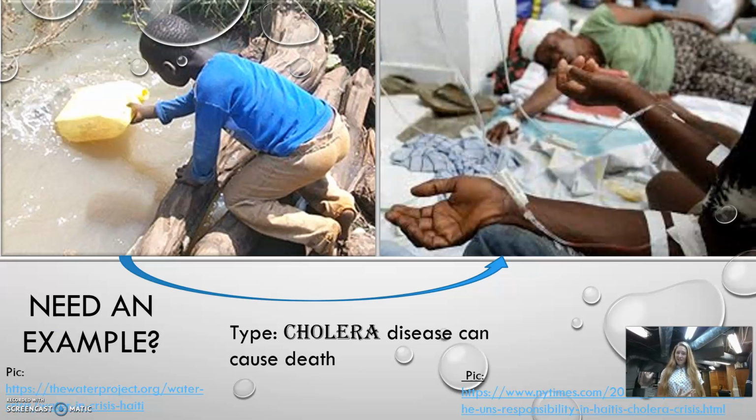Do you need an example? I'll give you one. These people are from Haiti. They get water like this all the time from little creek bays, from any type of water that they can possibly get their hands on. And typically it looks like this. Now, what this water can do is put you in hospitalization. What I mean by that is you can get any type of disease like cholera.